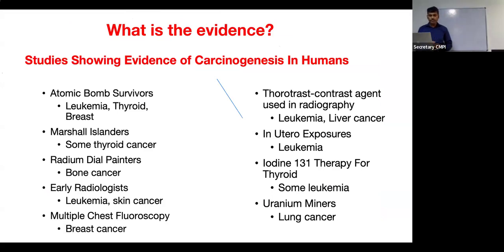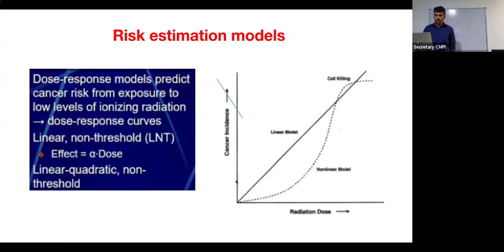The dose response curve. Studies showing evidence of carcinogens in humans. What are the studies taken for these studies? Of course, atomic bomb survivors, where leukemia, thyroid, and breast cancers were reported. The Marshall Islands, some islands in the Pacific Ocean where certain things happened because of nuclear weapons. Radium dial painters and all, or iodine 131 therapy for thyroid. These are the sample data collected for the studies.